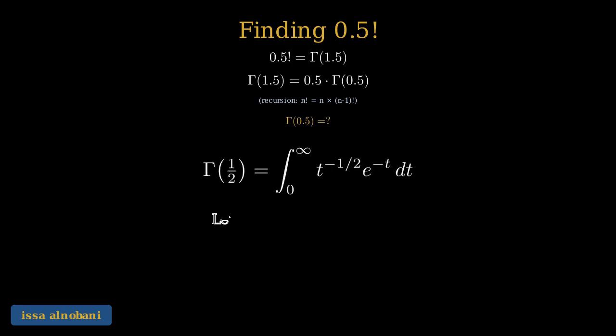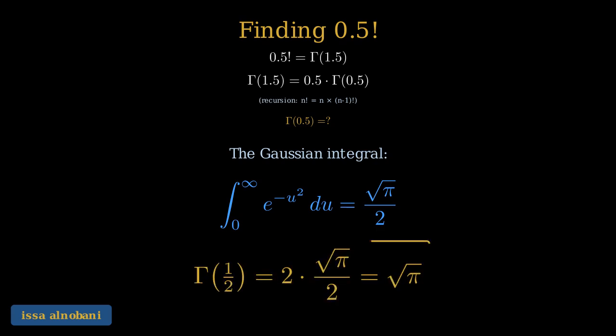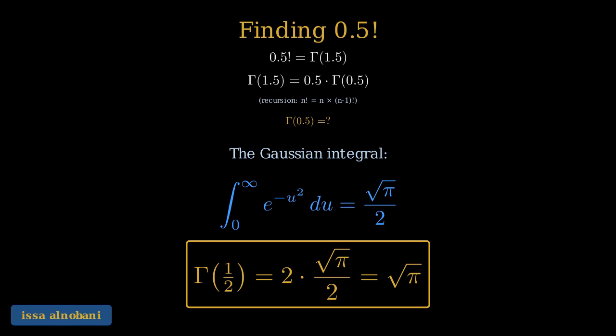Let's derive it properly. Gamma of 1/2 is the integral from 0 to infinity of t to the power negative 1/2, times e to the minus t, dt. If we substitute t equals u squared, this integral transforms into twice the integral from 0 to infinity of e to the minus u squared, du. That second integral is the famous Gaussian integral, and its value is the square root of pi, divided by 2. So gamma of 1/2 equals the square root of pi.